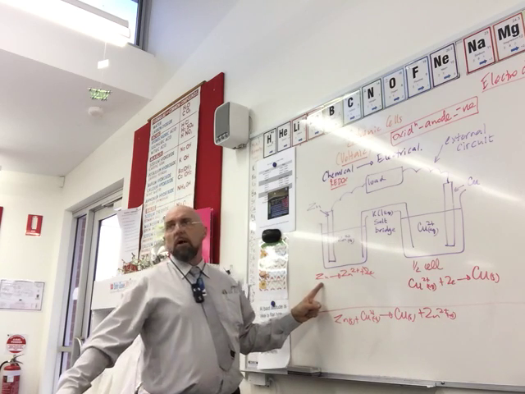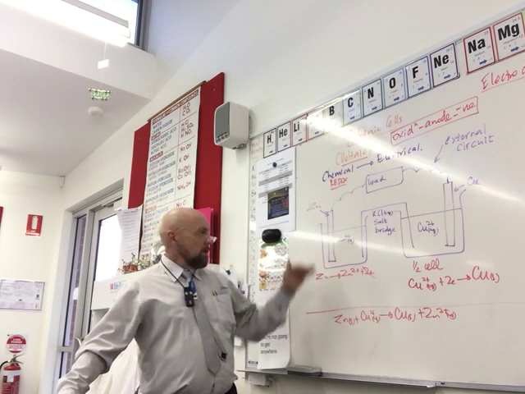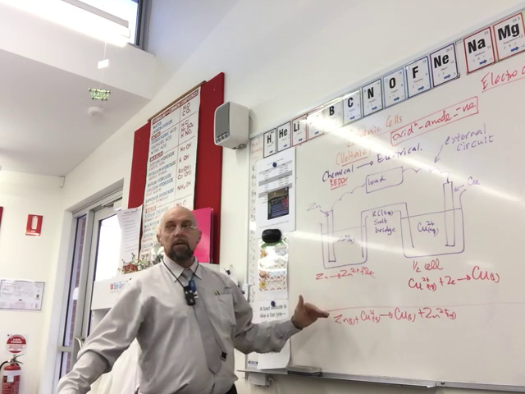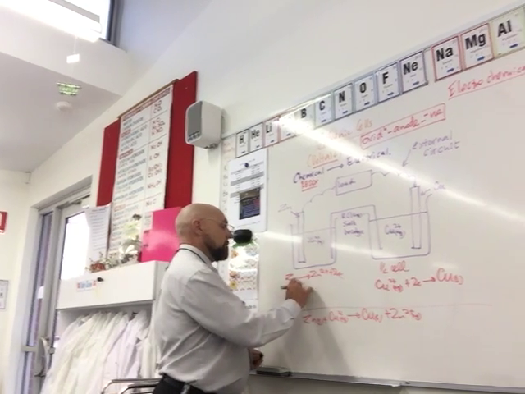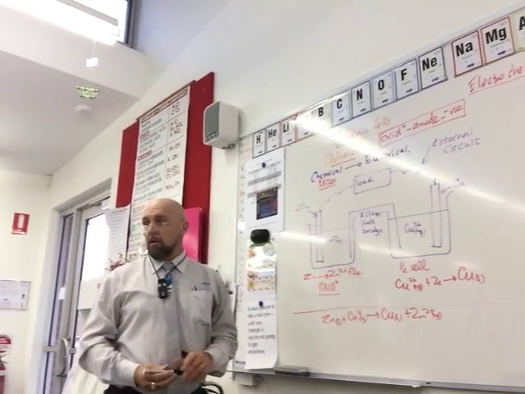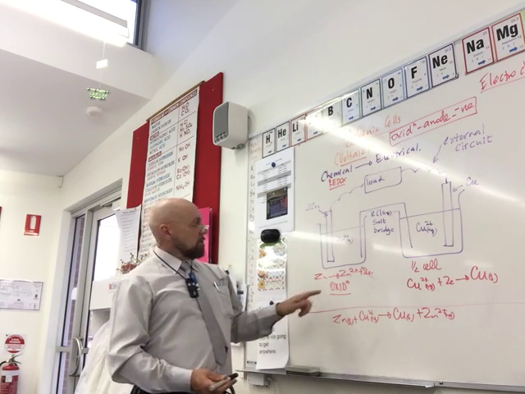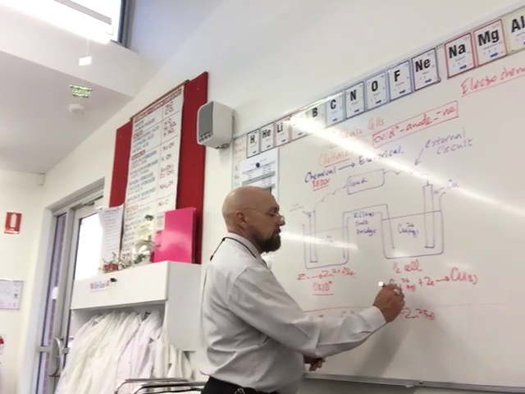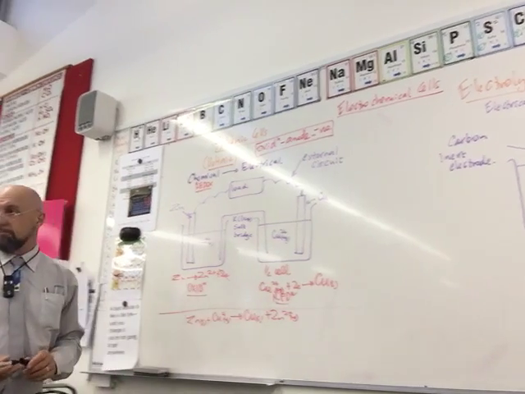Zinc is behaving as what in this instance? A reducing agent or an oxidizing agent? As a reducing agent. That means this half cell is undergoing oxidation. Thanks, Gordon. This one is oxidation, so this is my oxidation half cell. I'll show you how we use this to work out everything else that we need to know about a galvanic cell. That means this must be my reduction half cell, and of course it is, because it's gaining electrons.